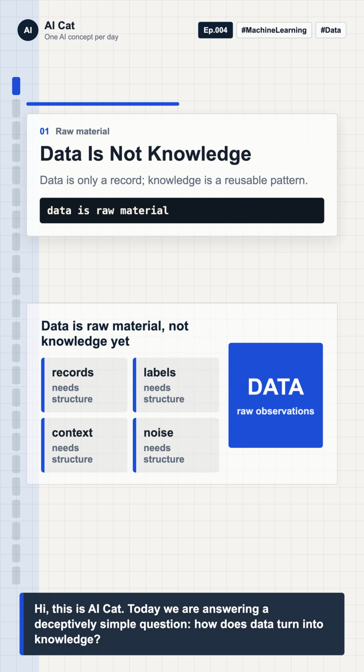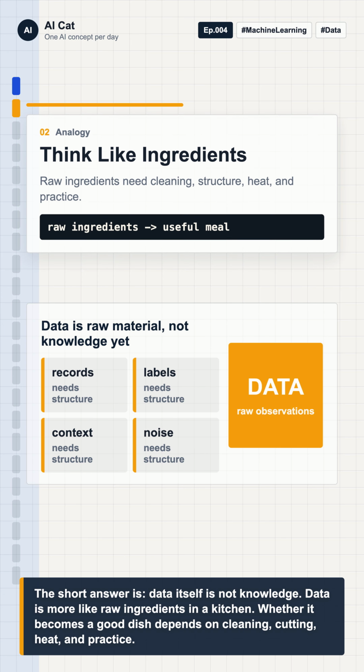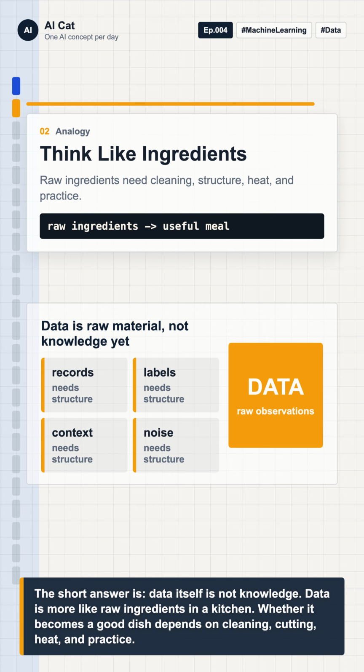Today we are answering a deceptively simple question. How does data turn into knowledge? The short answer is data itself is not knowledge. Data is more like raw ingredients in a kitchen. Whether it becomes a good dish depends on cleaning, cutting, heat, and practice.